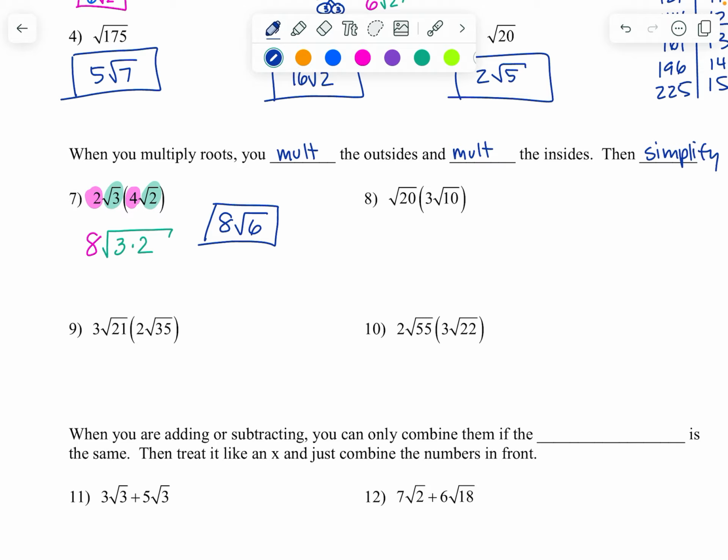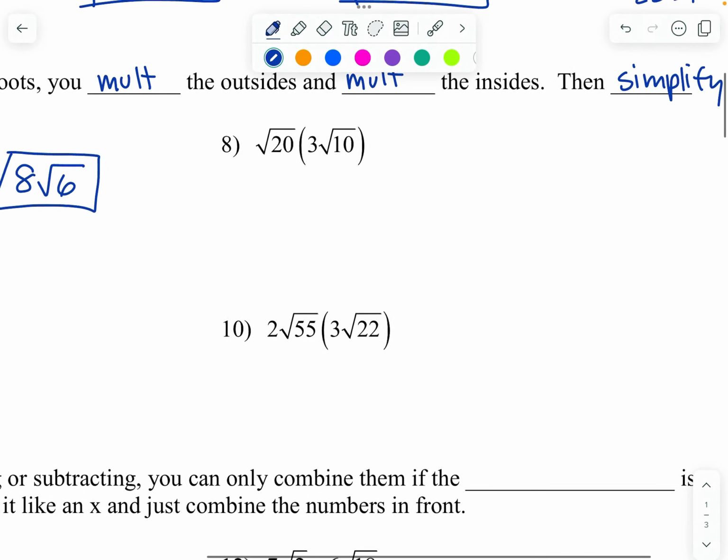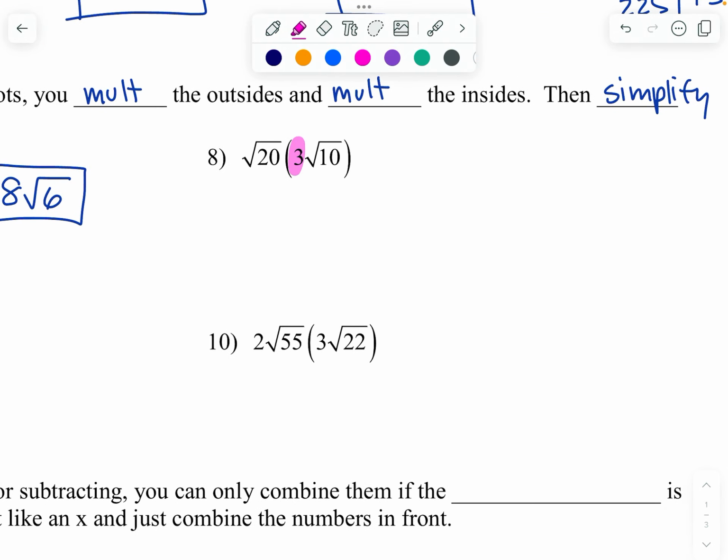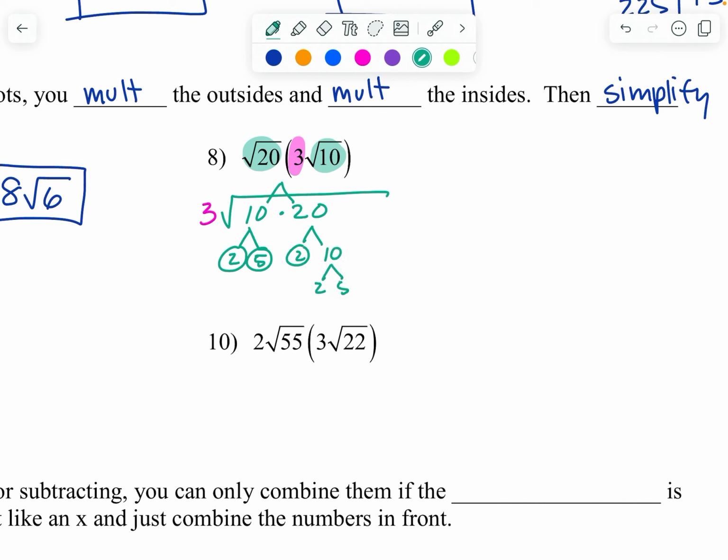Number 8 is a little bit different because number 8 here, we have our 3 outside. So that will just stay outside. We have our root 10 and our root 20. And so when I write this down, I'm not going to write down 10 times 20 is 200. I'm going to write 10 times 20. And basically, this is just my first branch of my prime factorization. And then I'm going to keep branching. 10 is 2 times 5. 20 is 2 times 10. 10 is 2 times 5.